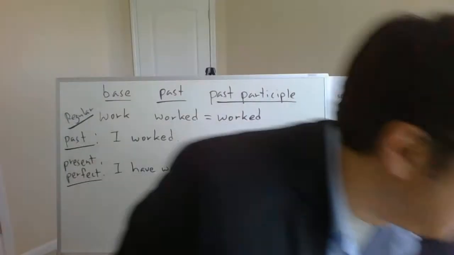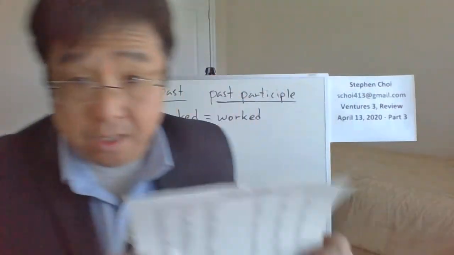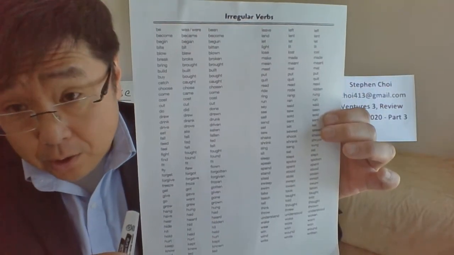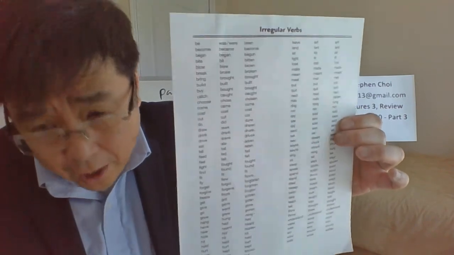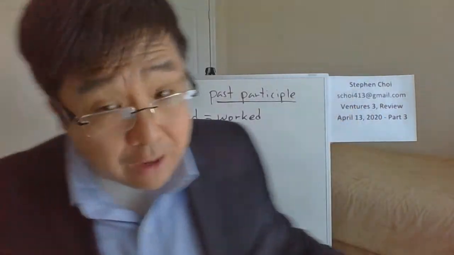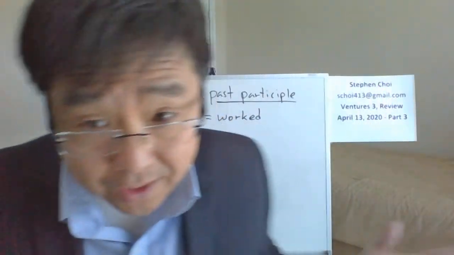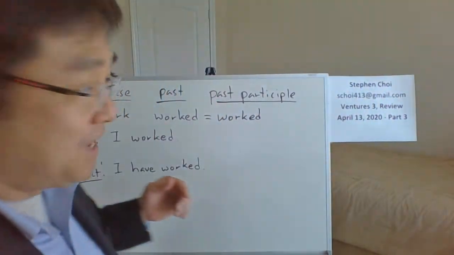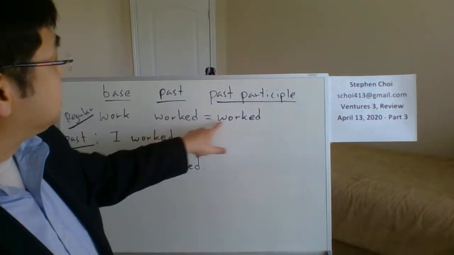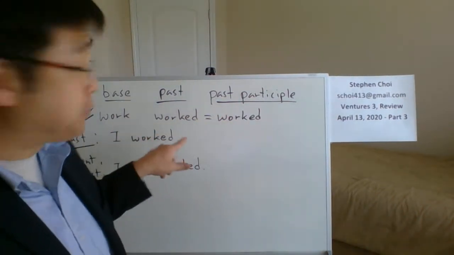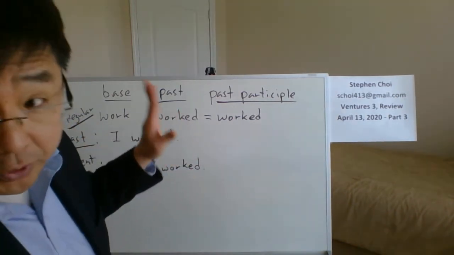Remember, I only have the irregular verb sheet for you, okay? Why is that? Why don't I have a regular verb sheet? I don't have one because you don't need one. It's so easy, okay? Past tense is always the same as past participle in the regular verb. So that's the good news.